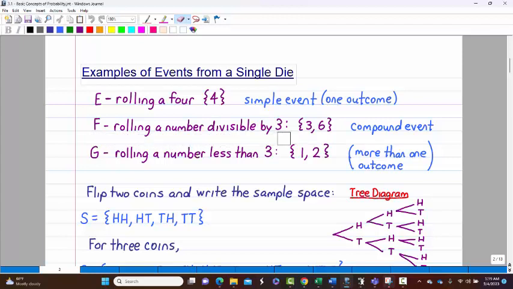Now the next one says, suppose we define event F as rolling a number divisible by 3. Well, in the numbers 1, 2, 3, 4, 5, 6, you have two of them that are divisible by 3, 3 and 6. So we call that a compound event because there was more than one outcome. And the same thing with this next one, it's also compound: rolling a number less than 3, 1, 2.